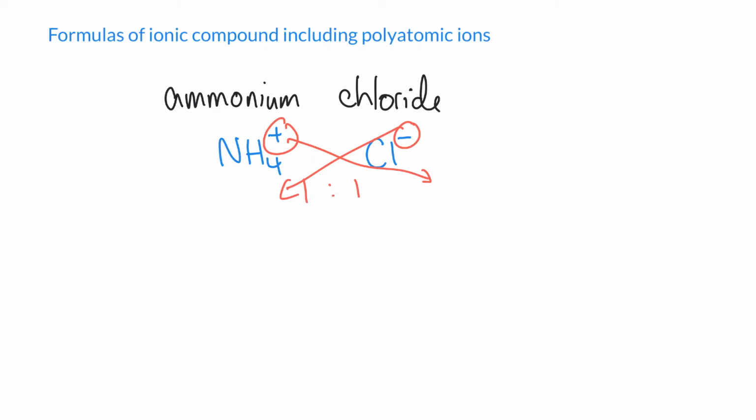And so this would give a formula of NH4Cl. We always write the cation first. And remember, the pluses and the minuses canceled out when they came together, so we don't write them down here. So this would be the formula of ammonium chloride.